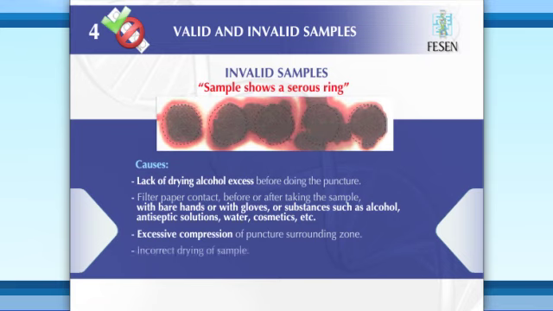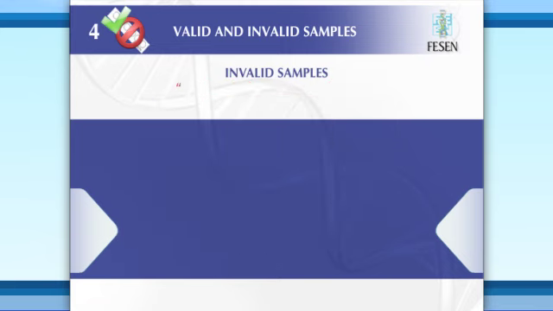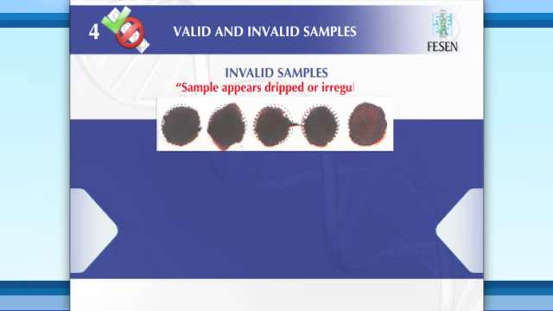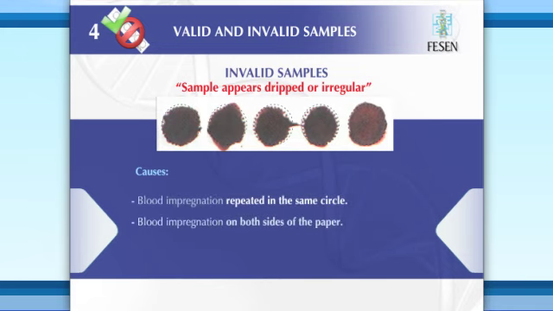Incorrect drying of sample. Impregnation with capillary tube. Sample appears dripped or irregular. Causes: blood impregnation repeated in the same circle. Blood impregnation on both sides of the paper.